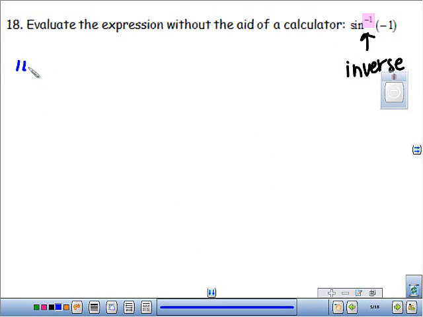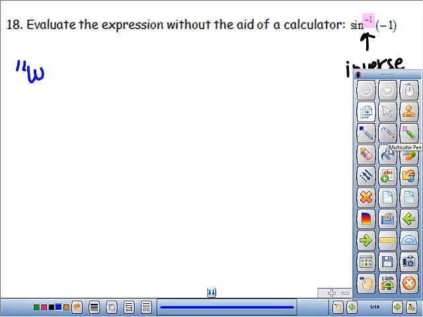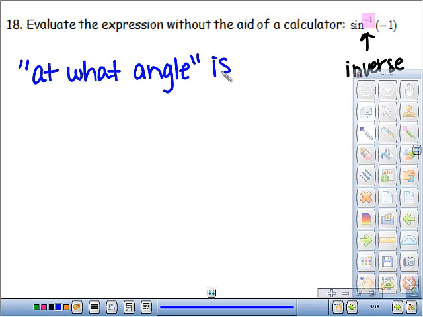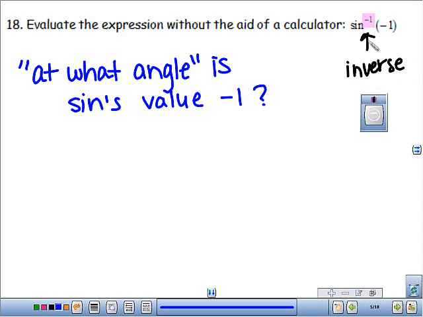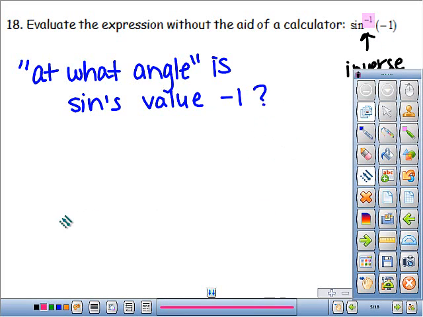So this question is asking, at what angle is sine's value -1? That's the question. So when you see this on your test, that's what they're asking. At what angle is whatever trig function's value this number? Okay, so think about your unit circle, because you can't just type this into a calculator. This is on the no calculator section.